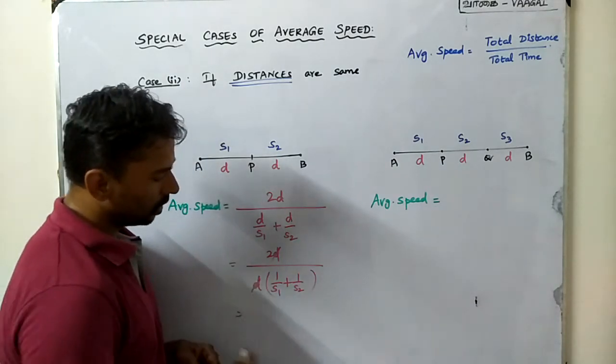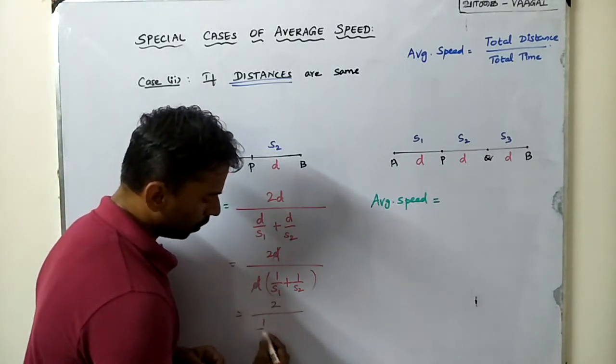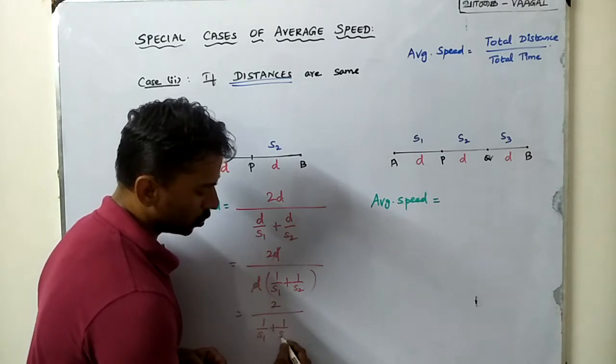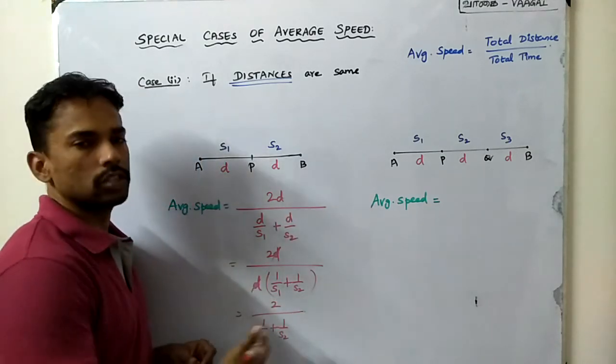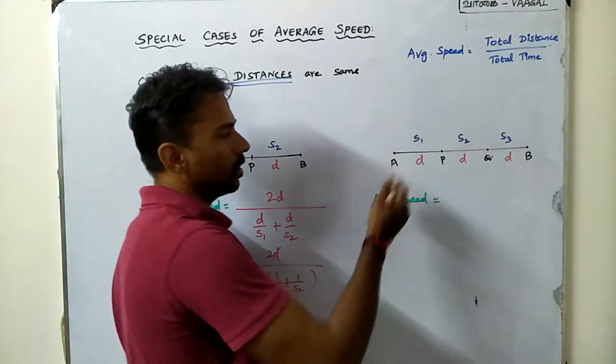So finally we will be left with 2 divided by 1 by S1 plus 1 by S2. So when two speeds are given, this is going to be the average speed. Let's take the next example.